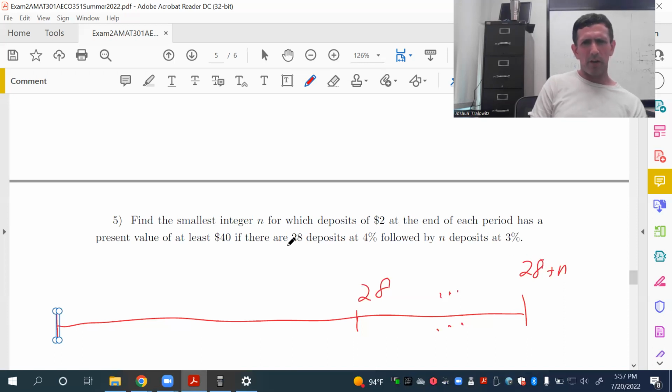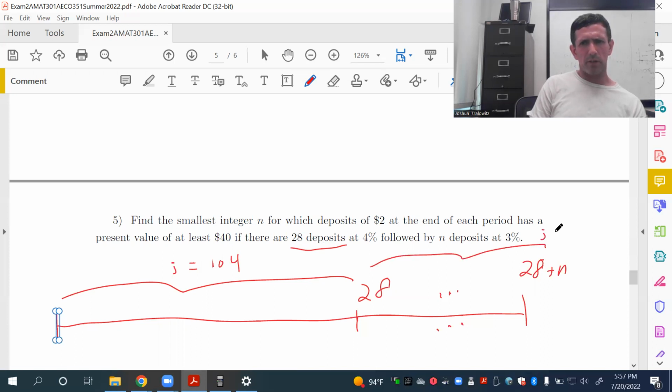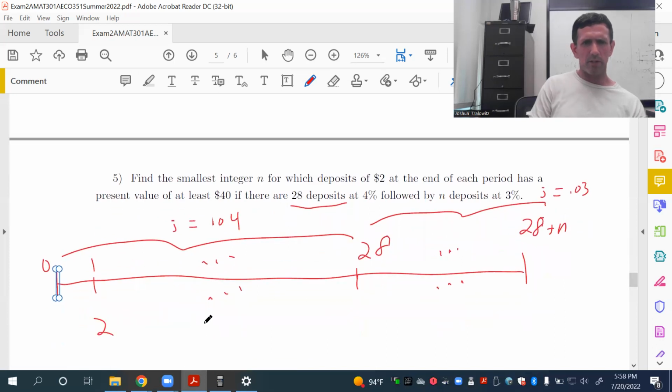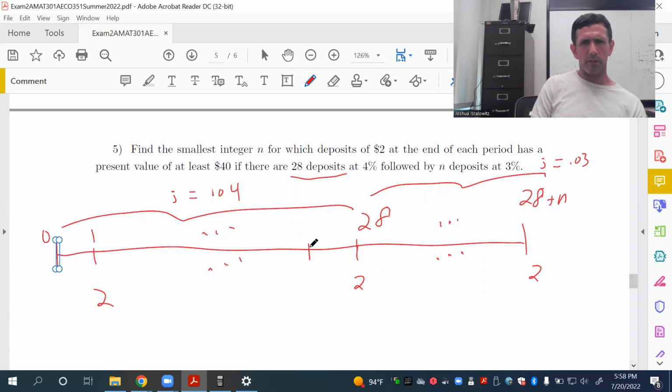Okay. So what's going on? You have 28 deposits at 4%, followed by n deposits at 3%. So $2 deposits throughout. That's not really anything difficult. All right, so let's write stuff down.